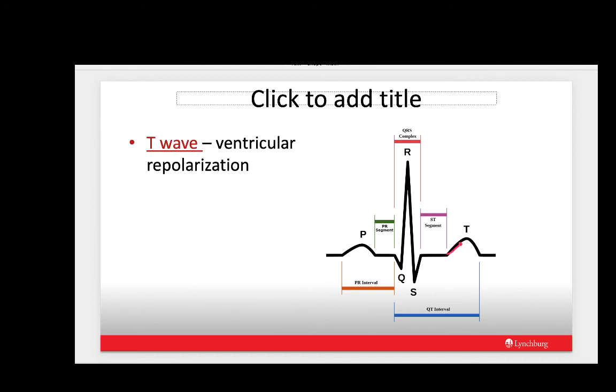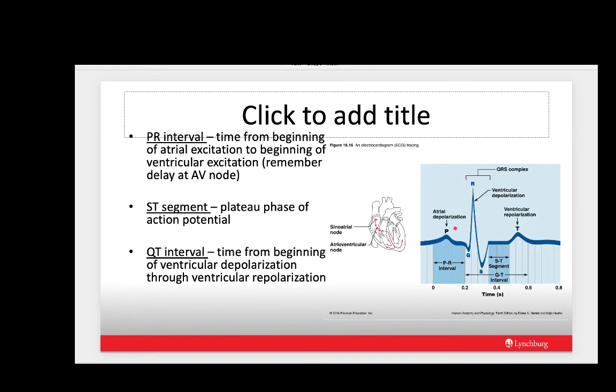And then the last deflection is our T wave. And so if you recall, during QRS, we had ventricular depolarization. Well, now it's time for the ventricles to reset, to get ready for the next time around. So we're going to have ventricular repolarization during the T wave, and this is going to be accompanied by ventricular diastole, or a relaxation of the ventricles. So it's very cyclic. This is going to happen over and over again.